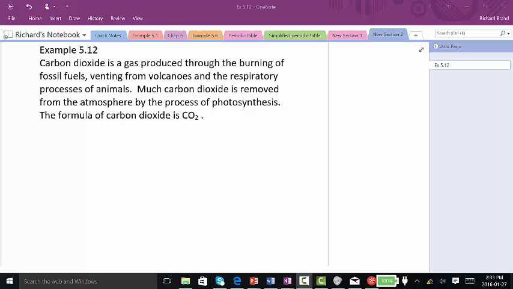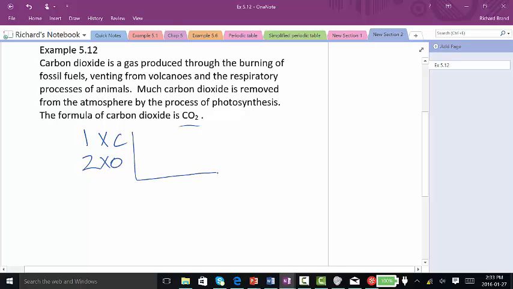Example 5.12. Carbon dioxide is also a molecular substance and is made up of carbon atoms and oxygen atoms. So what I need to do is I need to know how many of each type of atom there are in the formula. So there's one carbon and two oxygens. The formula is CO2.